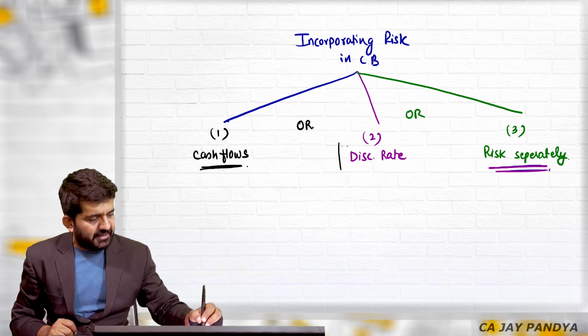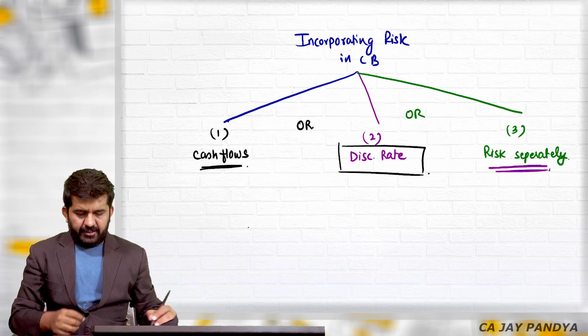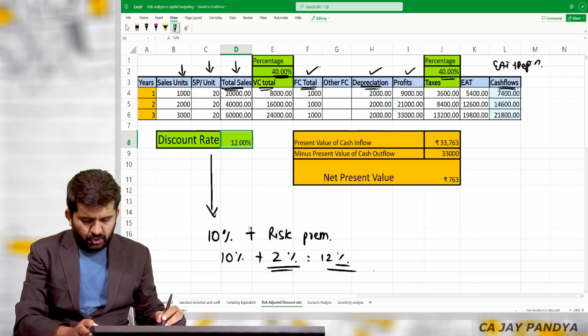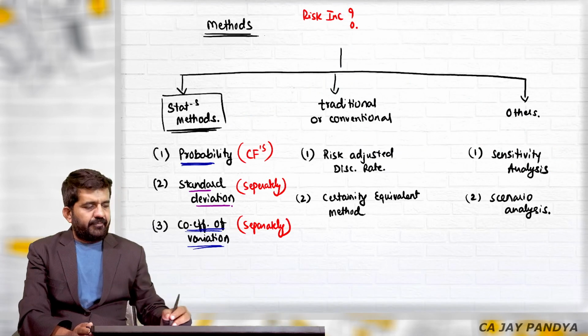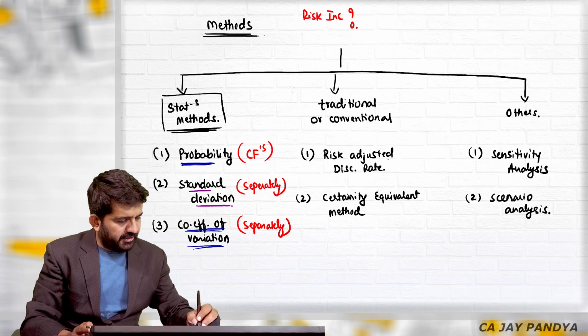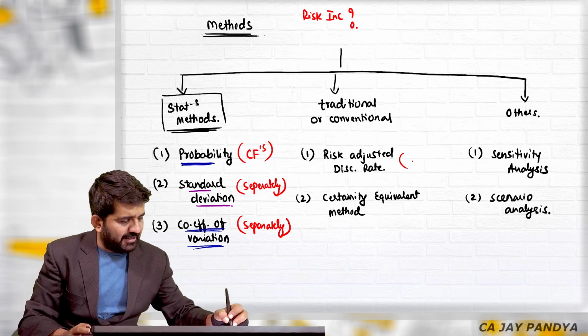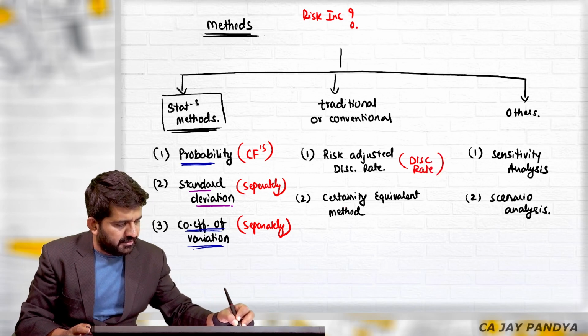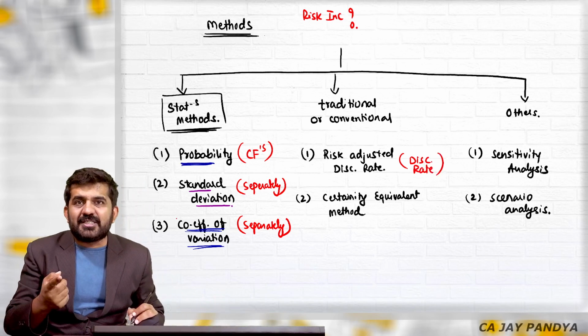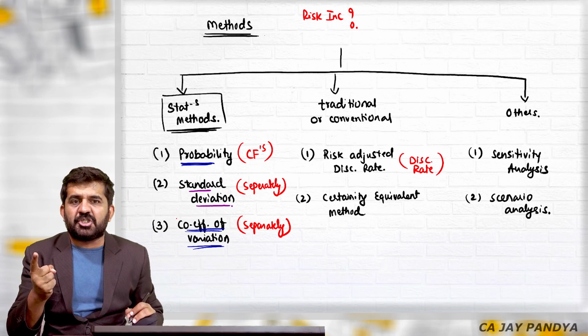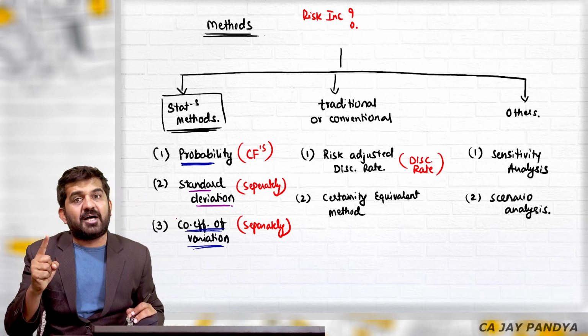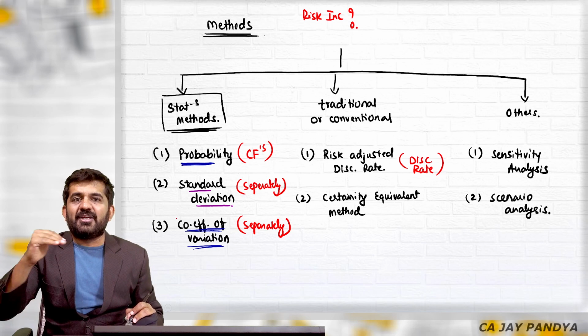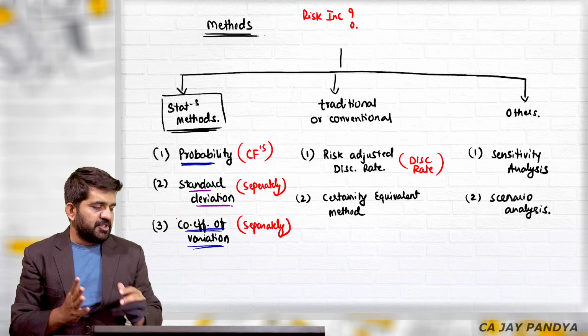I am adjusting risk in my discount rate. So I will modify over here the risk adjusted discount rate, where the risk is adjusted in the discount rate. So are you considering risk in capital budgeting decisions? If you adjust your discount rate, the answer is yes. So we are incorporating risk in the capital budgeting decision.